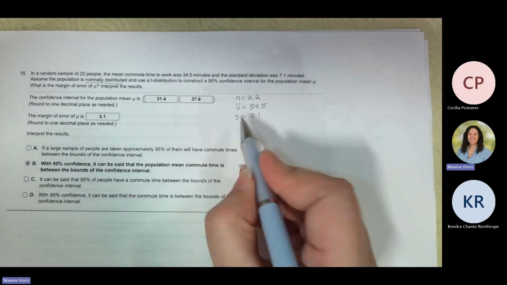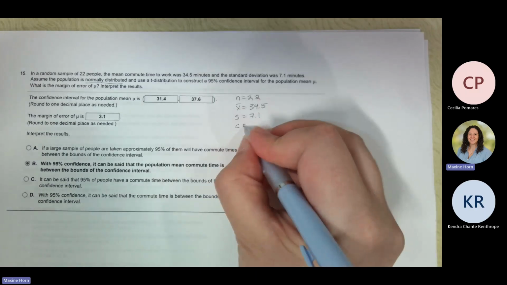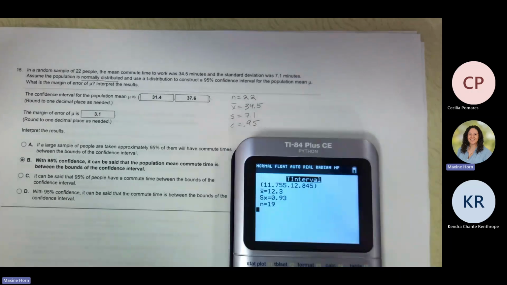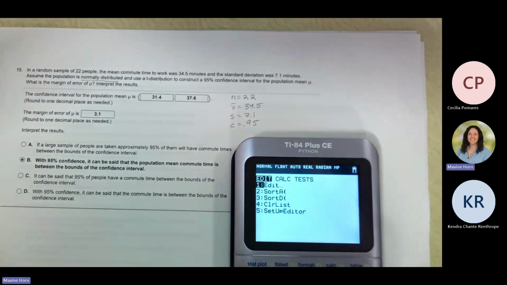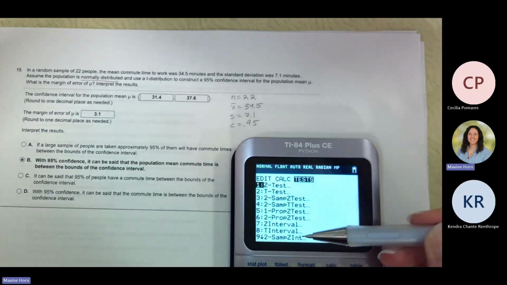Even if they didn't tell us that, we would know because we have a sample standard deviation rather than a population standard deviation. Construct a 95% confidence interval for the population mean. And then they want us to find the margin of error. So this first part is going to be the same as what we've been doing. Stat, test, because this is a t distribution, we're going to do number 8, T Interval.